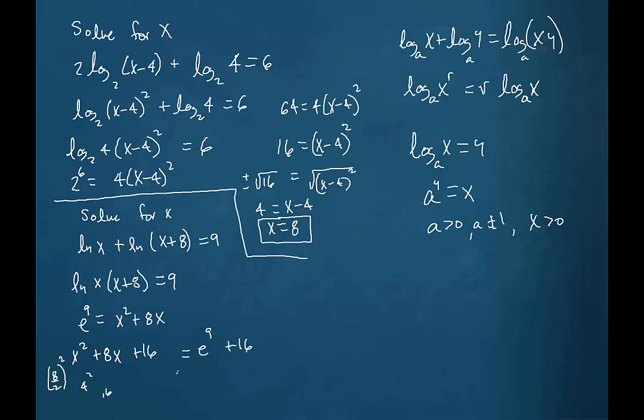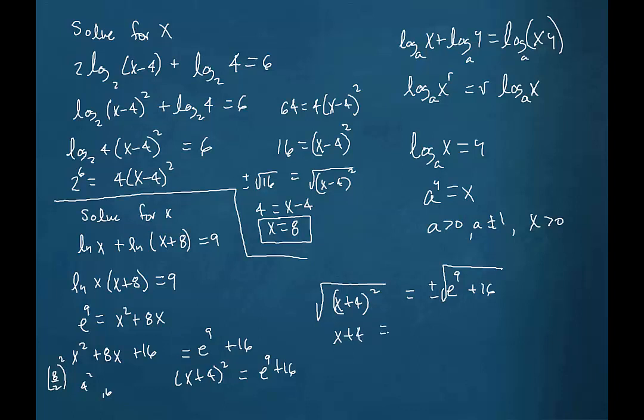Now this factors as (x plus 4) squared, and then we have e to the 9 plus 16. We will take the square root of both sides. Again, the square root property. We seem to be using that a good bit. And we'll have plus or minus the square root of e to the 9 plus 16, under a square root on the right. So we'll have x plus 4 equals.